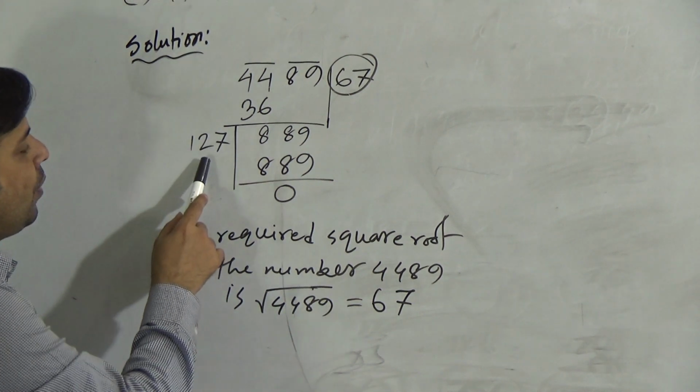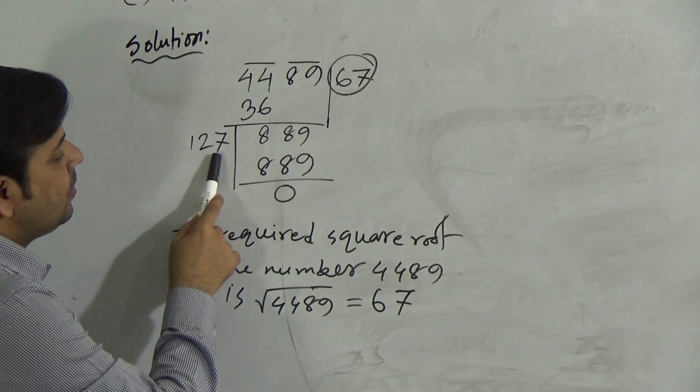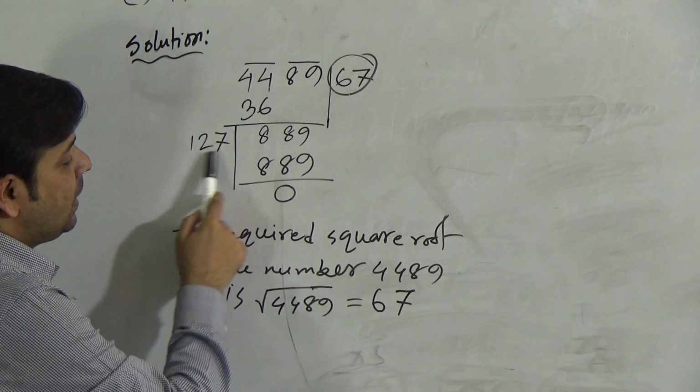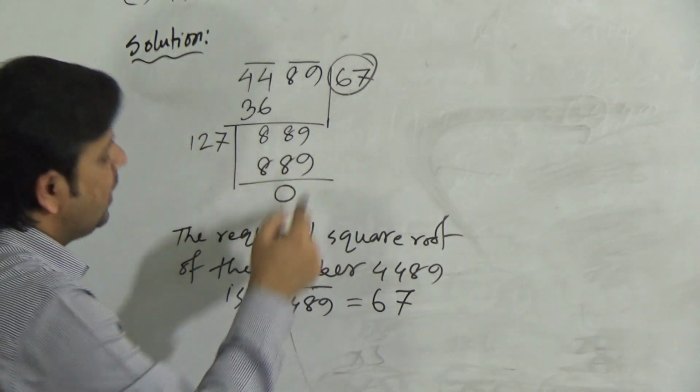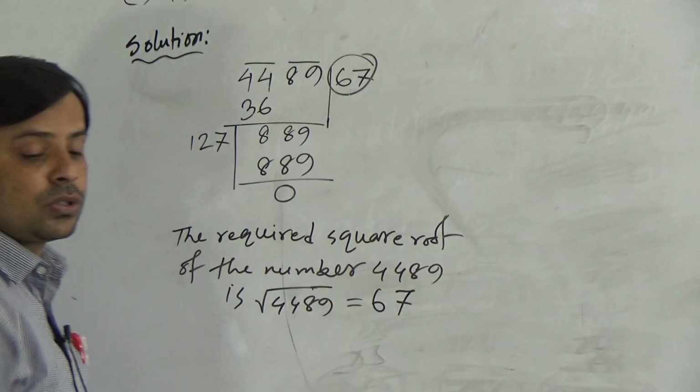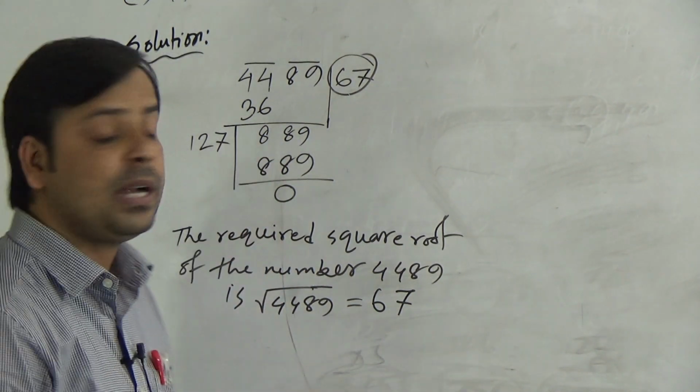So we can multiply this by 7. We have to put 7 in both places. Now multiply by 7, you will get 889. So if we subtract, you will get 0. So determining the square root of this number is done.